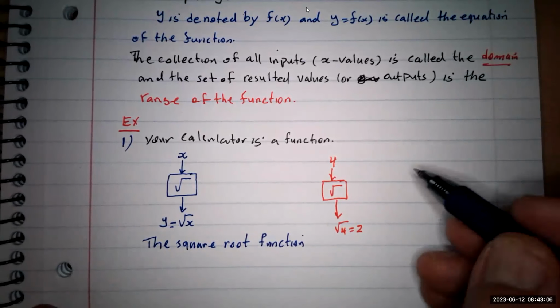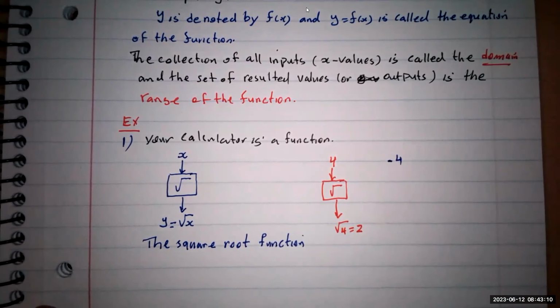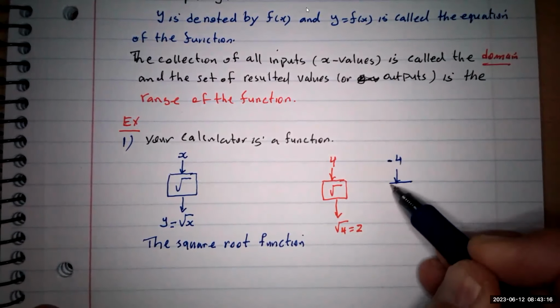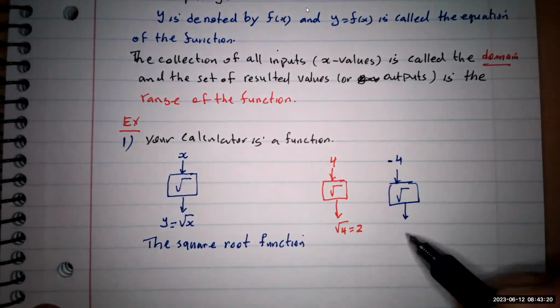What would happen if you put -4 into the machine? Undefined. Undefined, very good. So let's see what it means. We get radical -4.